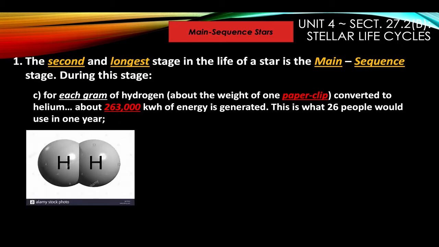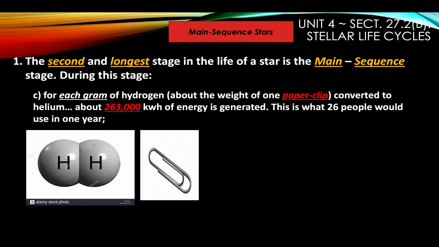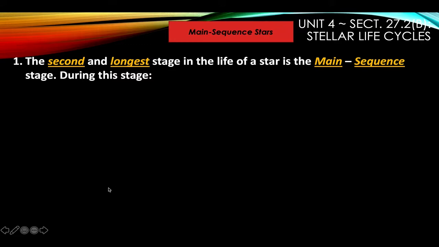So this is what the hydrogen looks like when it fuses together, H2 for the gas, about a paperclip. So one of those breaking apart releases that amount of energy. And this basically again shows you what we have for the deuterium and tritium.